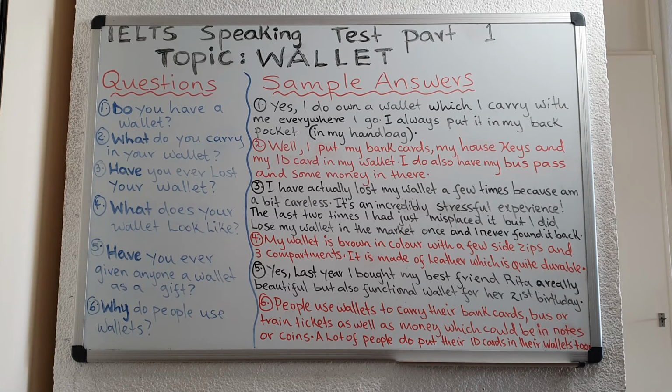House keys. Now, a house key is the key that you use to open the door to your house. Your ID card is your identification card. It could be, for example, the card that has been issued to you by the government. Maybe you're a student, so you have an identification card.